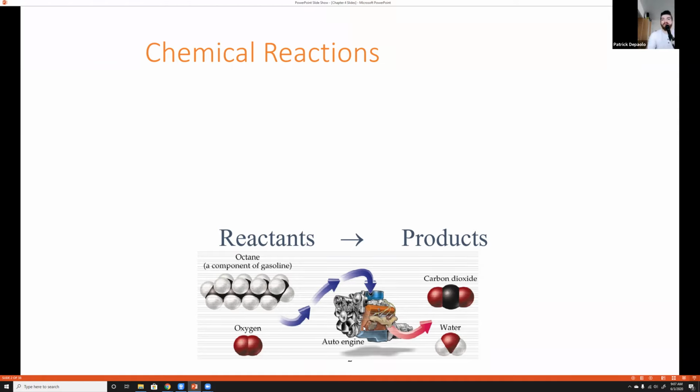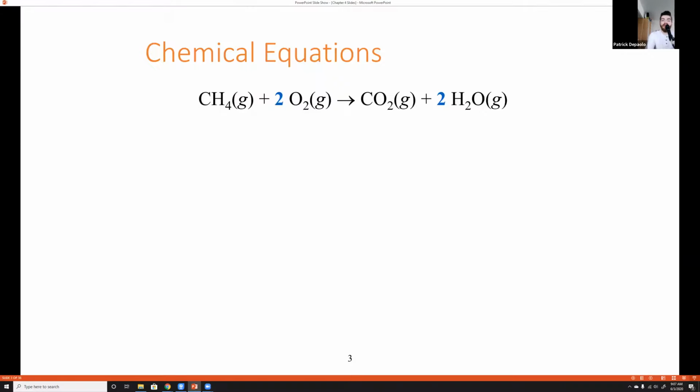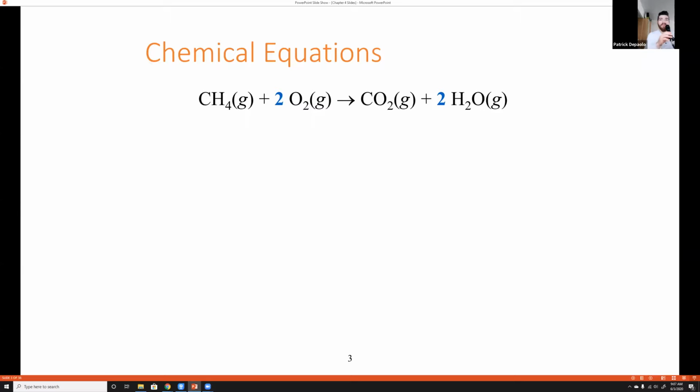Yeah, an engine. Cool. So basically, you're making new substances, and the elements are conserved. They're just rearranged. That's it. All right, so here's an example of a chemical equation. You have the combustion of methane.